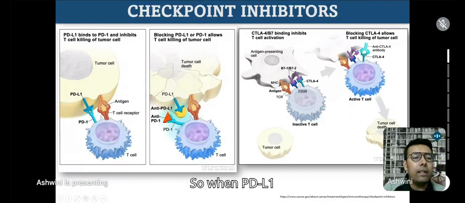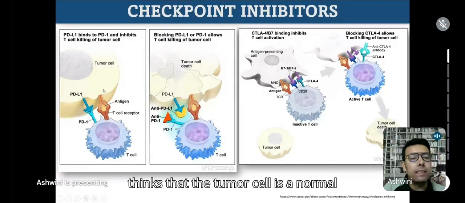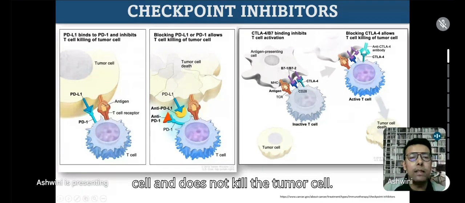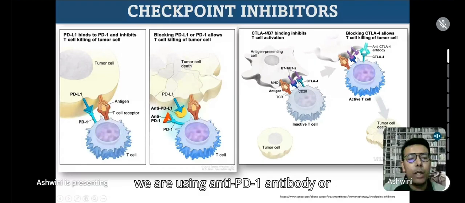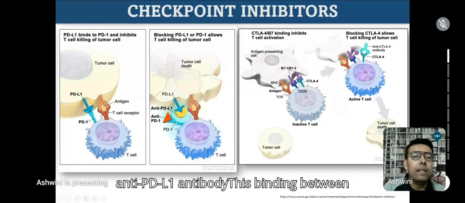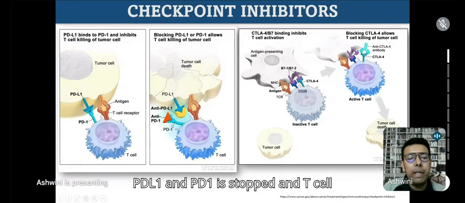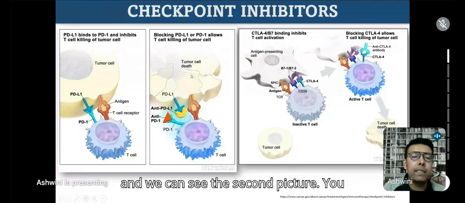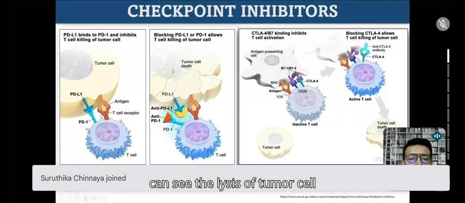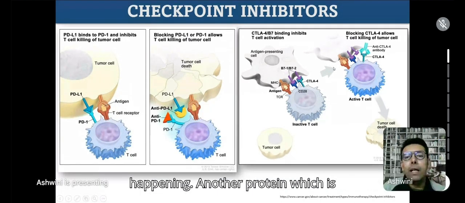So when PDL1 is attached to PD1, the T cell thinks that the tumor cell is a normal cell and does not kill the tumor cell. But if you can see in the second picture, we are using anti-PD1 antibody or anti-PDL1 antibody. This binding between PDL1 and PD1 is stopped, and the T cell recognizes the tumor cell as a tumor cell. And in the second picture, you can see the lysis of the tumor cell happening.